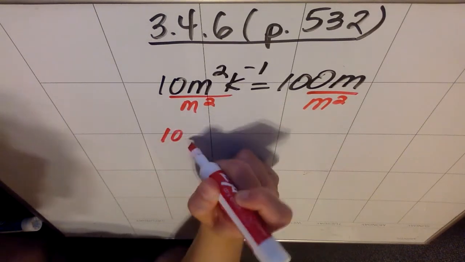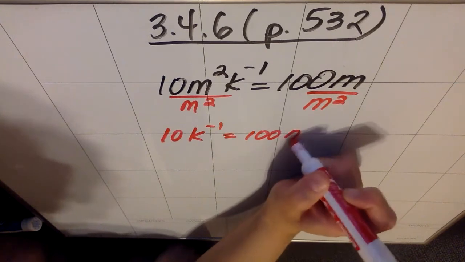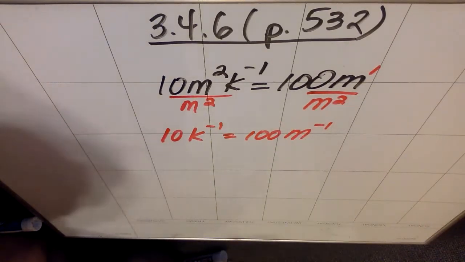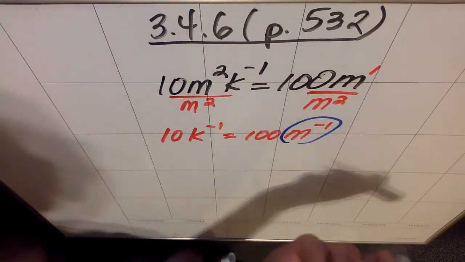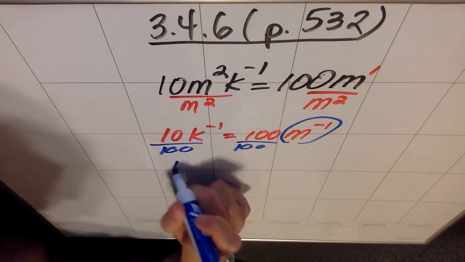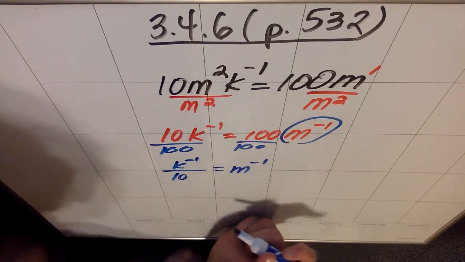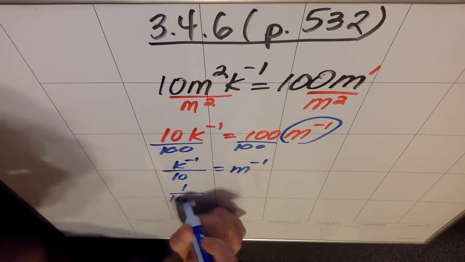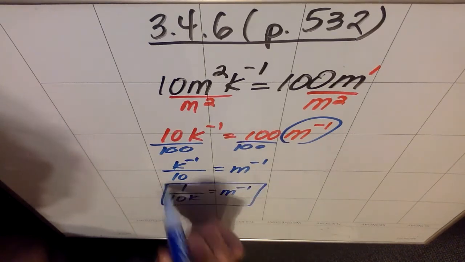So what ends up happening is I get 10 k inverse equals 100 m inverse, because this is an m to the first minus an m squared, and since what they wanted was m inverse, right, they asked me to solve for m inverse, this seems to be the laziest way to do it. I'm just going to divide by 100, right? And what I'm going to get is k inverse over 10 equals my m inverse. When I put the k back on the bottom where it belongs, I get 1 over 10k equals my m inverse. And that's just fine.